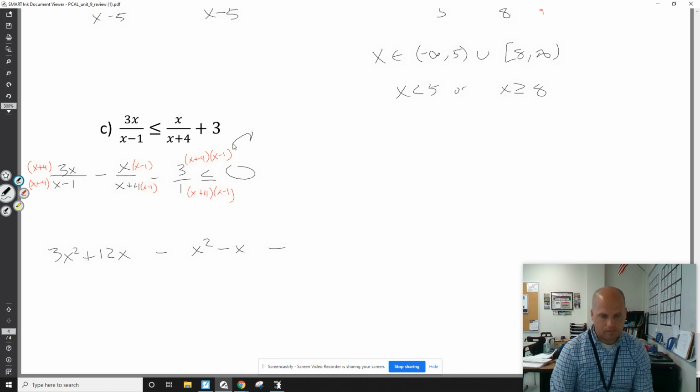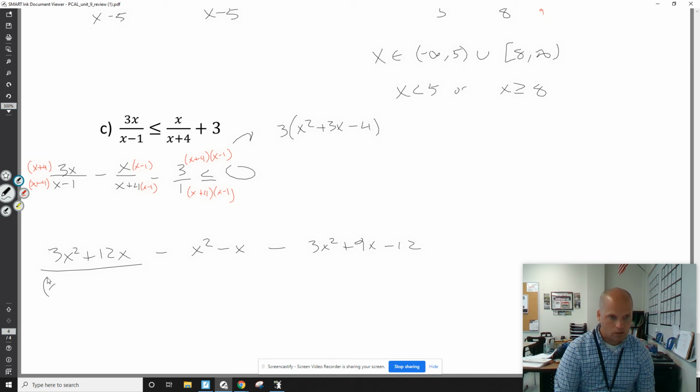Okay, let's do this on the side. 3 times (x plus 4) times (x minus 1) is x squared minus plus 3x minus 4. The 4x and the negative 1x will combine to be positive 3x. The 4 and the negative 1 will also combine to be negative 4. Multiplying everything by the 3, I get 3x squared plus 9x minus 12. This is over x plus 4, x minus 1. I'm not going to distribute this. Why? Because I need to have it factored to set the denominator equal to 0.